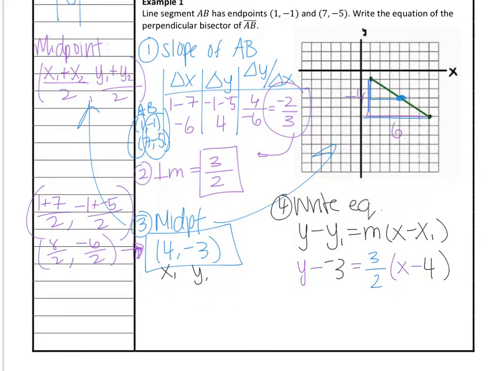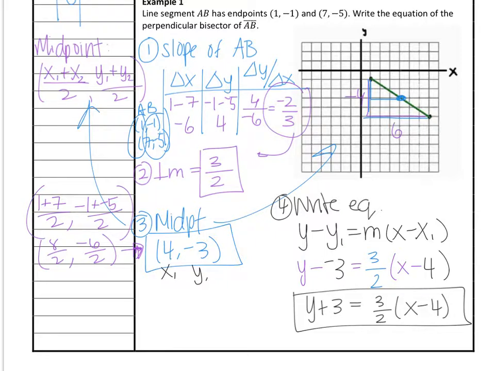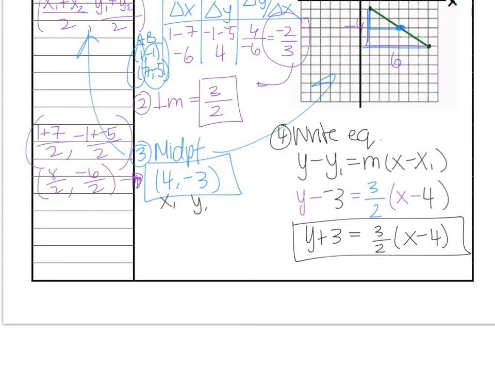So now I've got to simplify this because that's really ugly looking. We have y minus -3, which turns to +3, equals 3/2 times x minus 4. So that's one way to leave your equation, but say it asked you to put it in y equals, so we're going to just work through it by distributing.